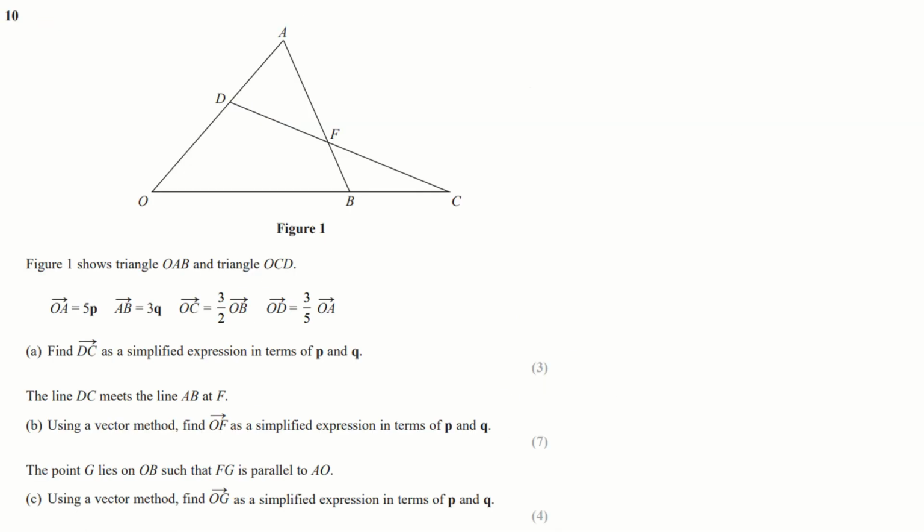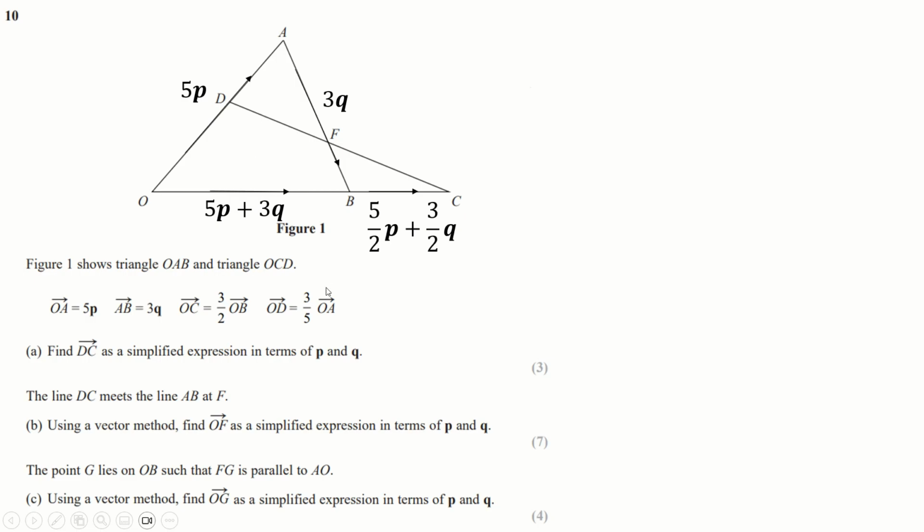So they always have the really nice vectors question. OA is 5p, so there's lots to put on this picture here. AB, this one here, is 3q, all the way down from there to there. OC is 3/2 OB. Now OB is 5p plus 3q, as we can see. And now OC is 1.5 times that. So therefore this is half of this, right? Because that makes the whole thing 1.5 times just this bit here. So this is just half of this. That's B to C only.